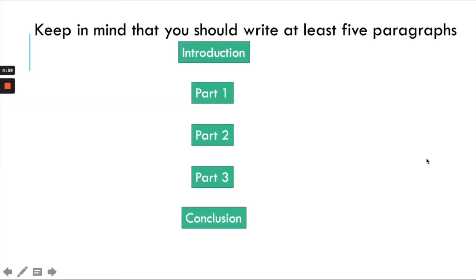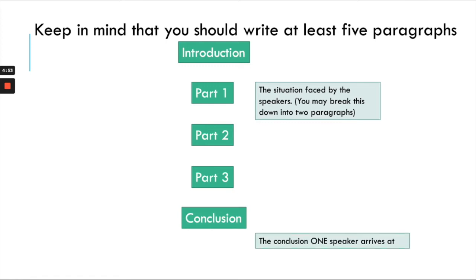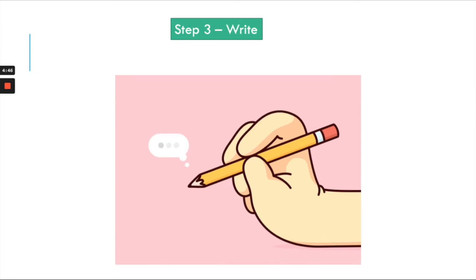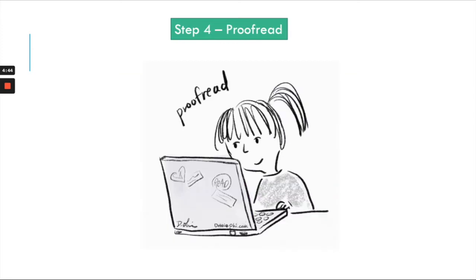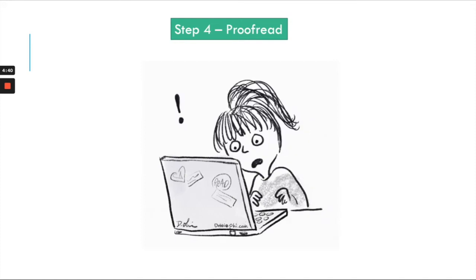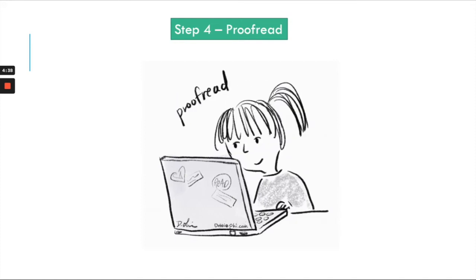Remember that you should write at least 5 paragraphs. You can devote 1 paragraph to each section. You must also have an introduction and a conclusion. So our next step is to write, and then after that you must proofread. This step is extremely important to ensure that you have not made any careless errors.